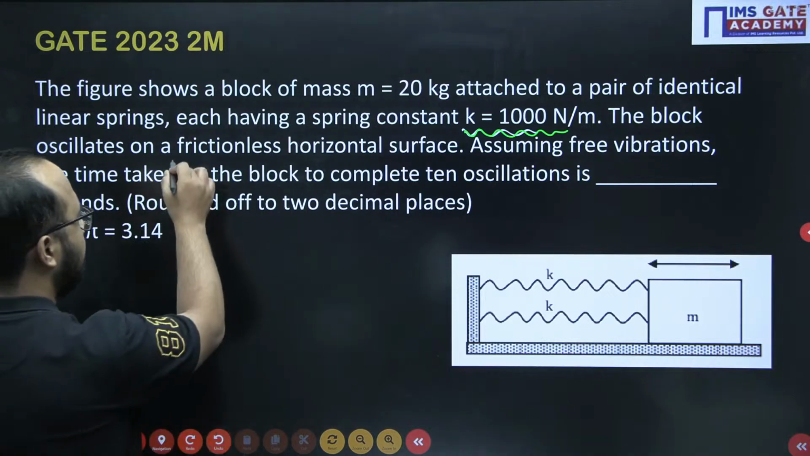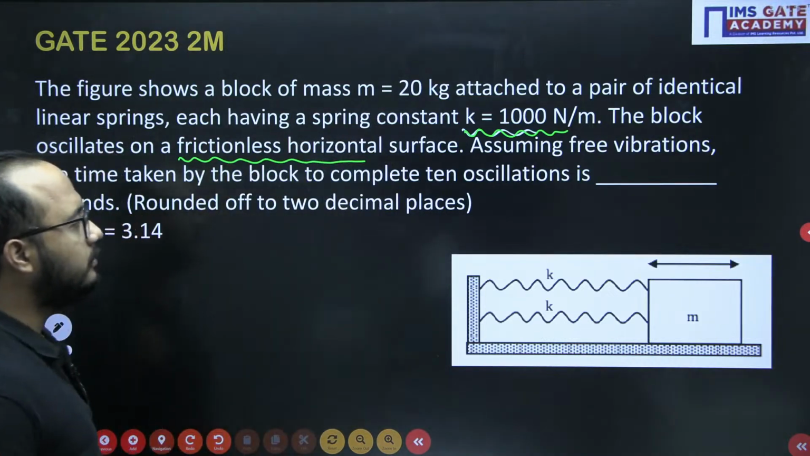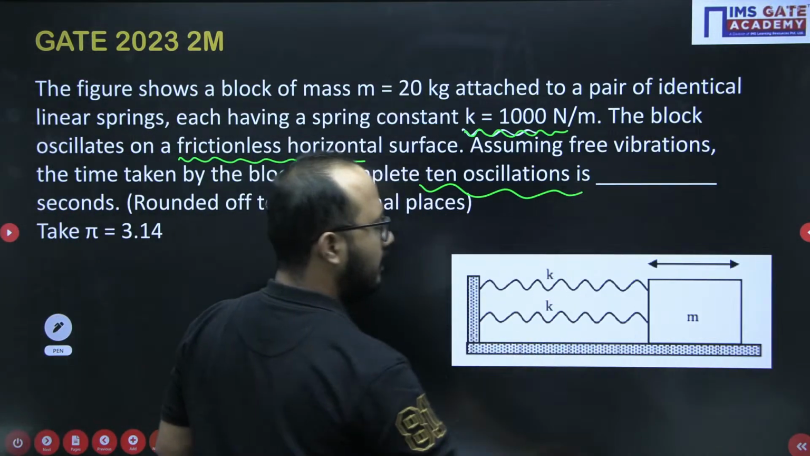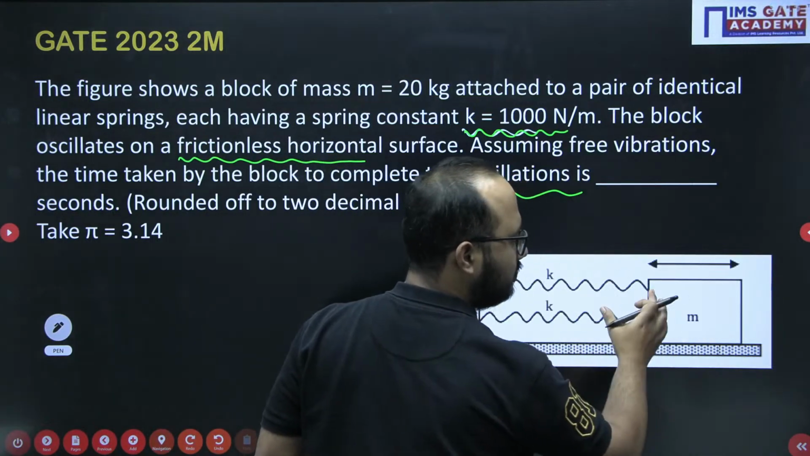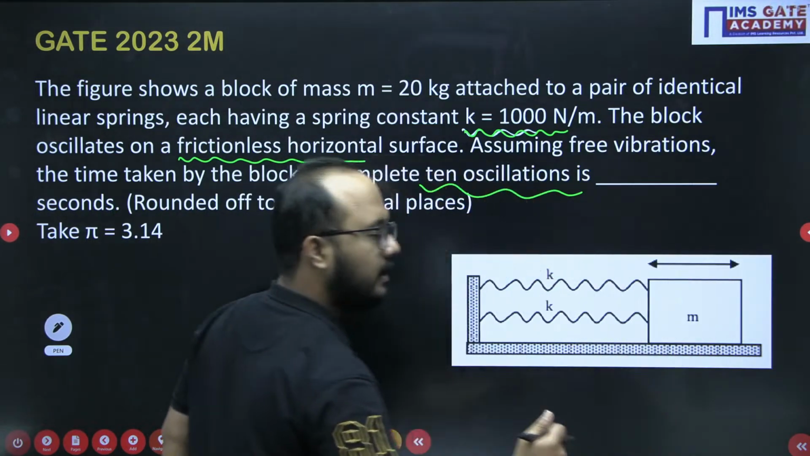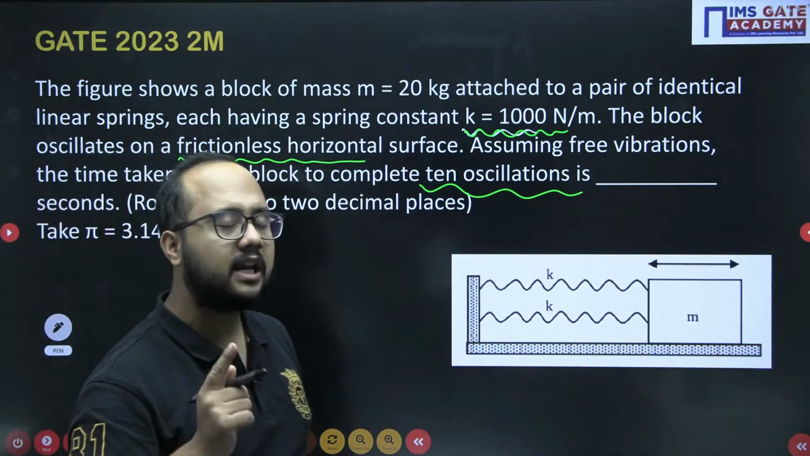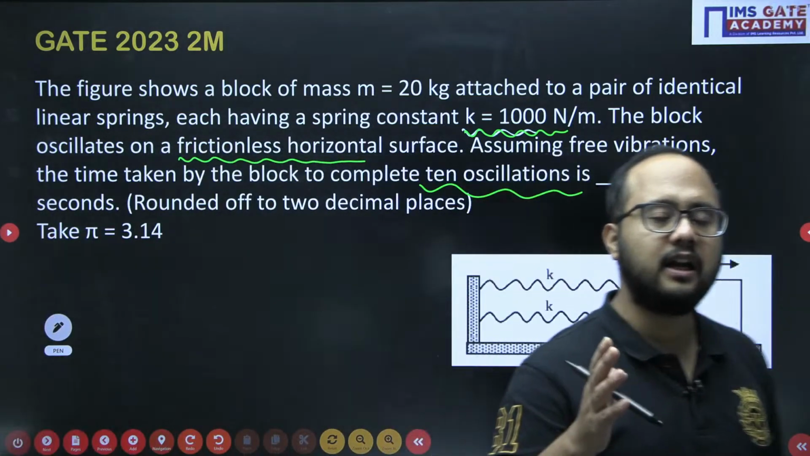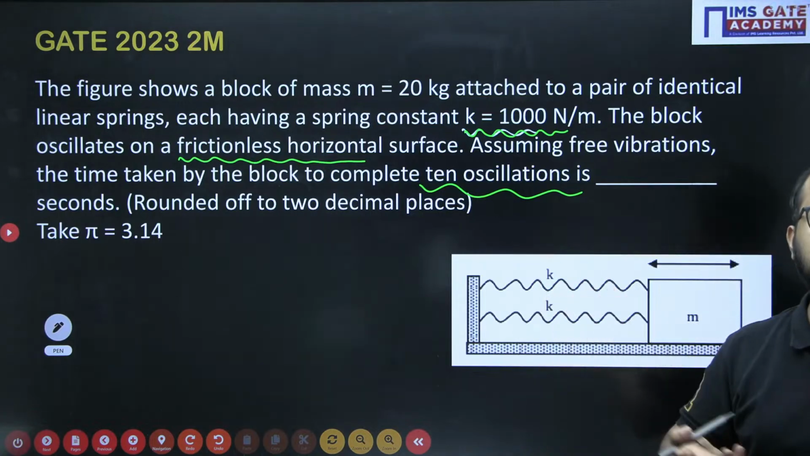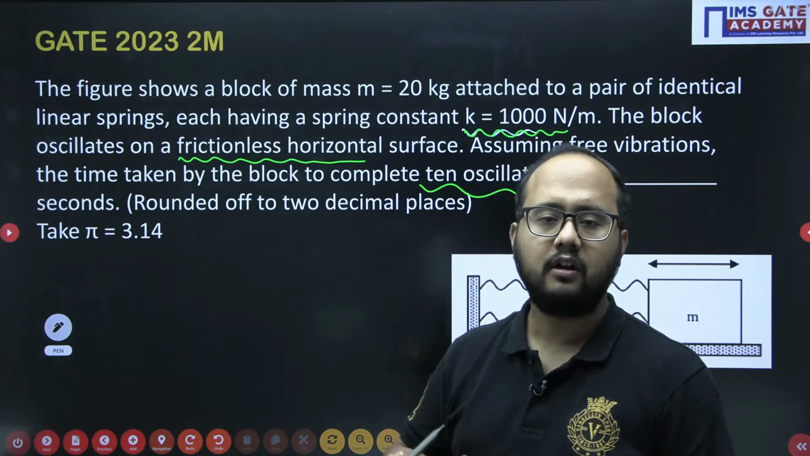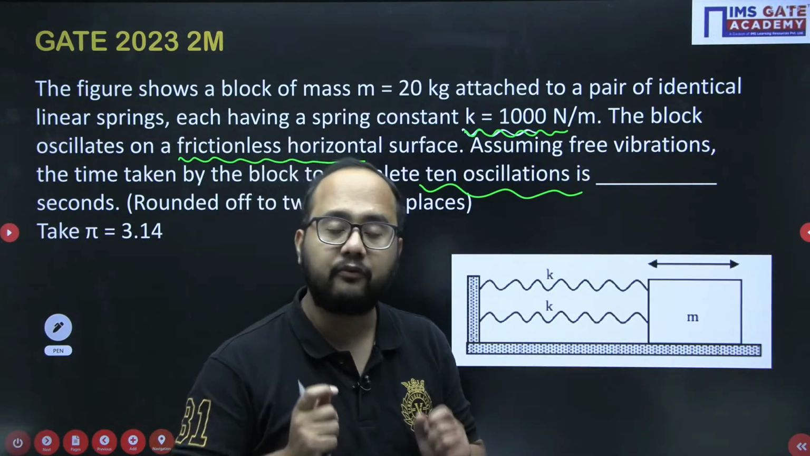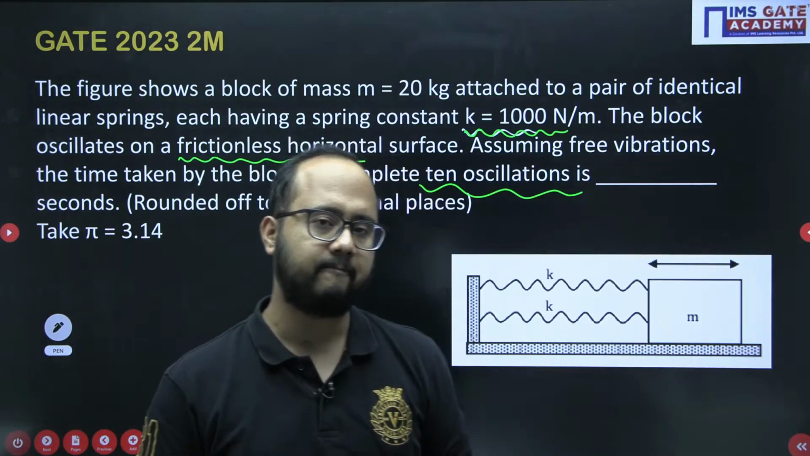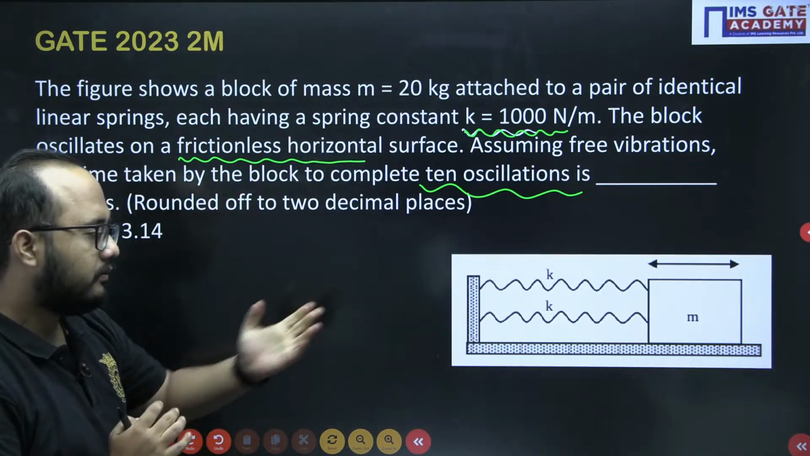Frictionless they have mentioned, so obviously damping is not there. Assuming free vibration, the time taken by the block to complete 10 oscillations. So if I give a little disturbance, it will try to oscillate like this. Now what is the question? The question is how much time it will take to have 10 oscillations. First of all, calculate how much time one oscillation takes. Then accordingly I can calculate for 10 cycles also. Not just 10, any number of cycles I can calculate. But first of all, the time required in one cycle is the first thing you need to understand.